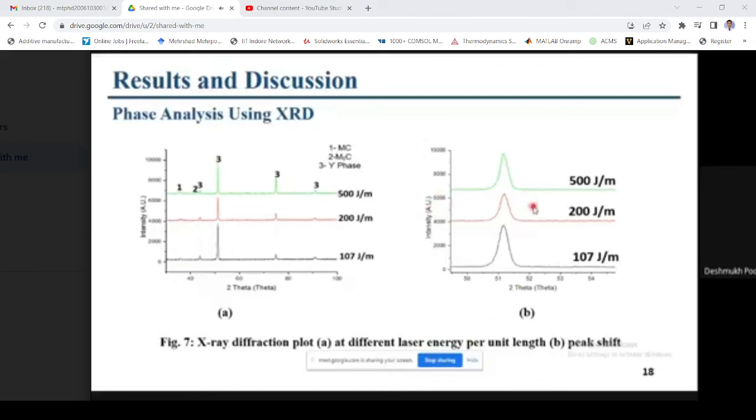As shown in graph B, a peak shift is observed from lower laser energy per unit length to higher laser energy per unit length. This is because when we go from lower energy to higher energy, high temperatures are generated, because of which the residual stresses generated are high at higher laser energy per unit length. Hence there is a peak shift, which is observed towards the right side.